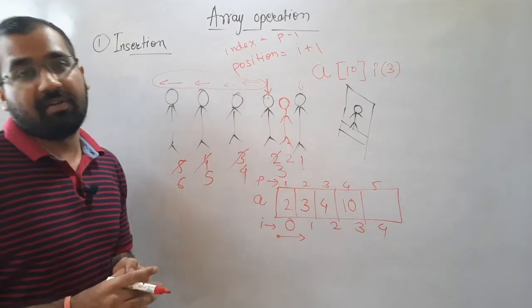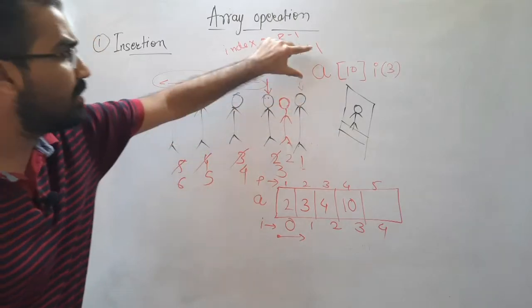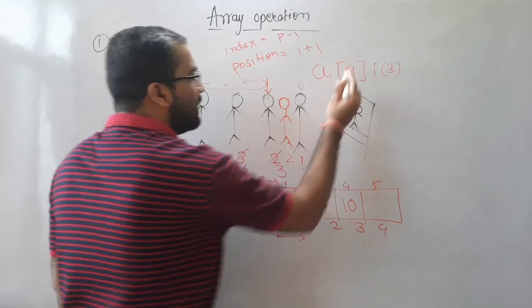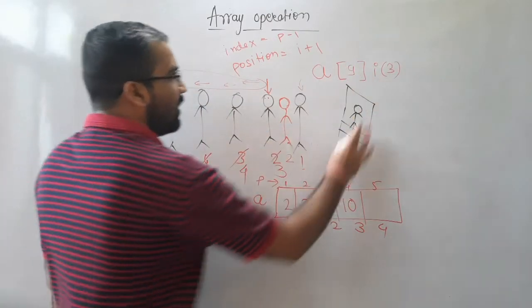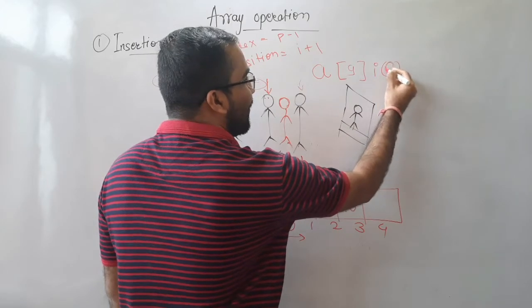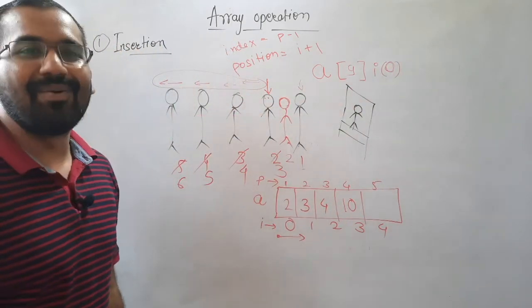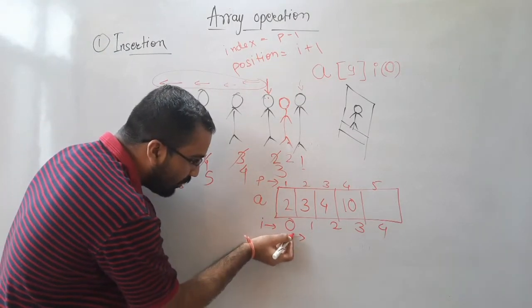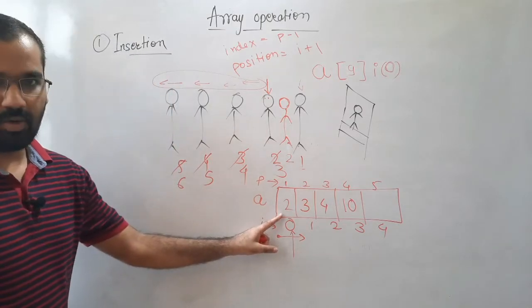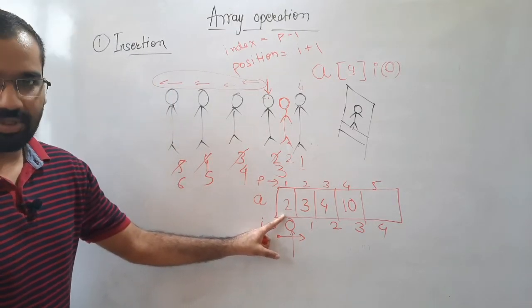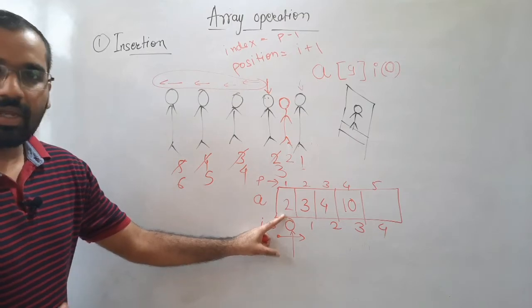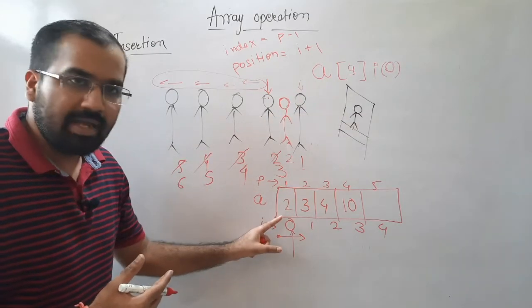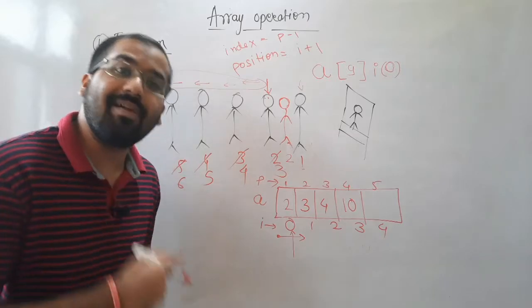But now I am talking about the worst case. The situation is the same: you have to insert an element in the array A. Let's say the element is 9, and you have to insert it at index 0. This is the worst case, because if you have to insert the element at the start of the array, the first position or the 0th index, then what will you have to do? Before inserting that element 9 into the array, you first have to create a vacant space.